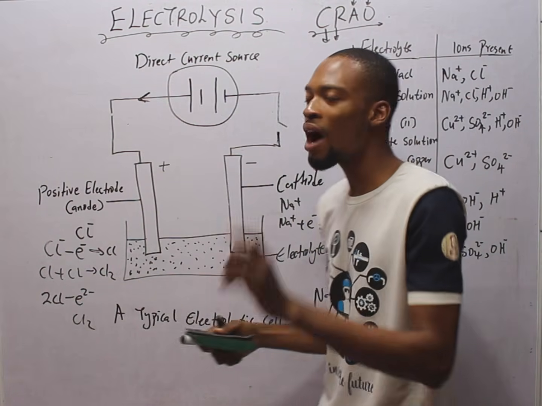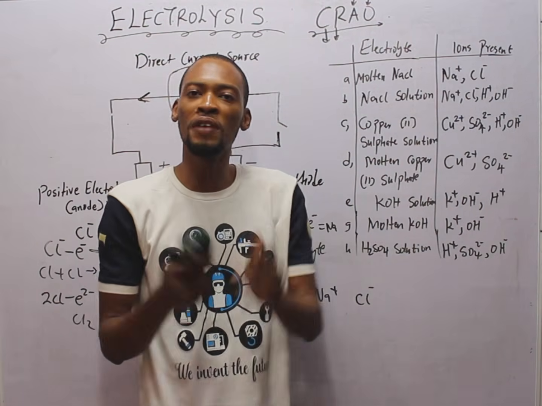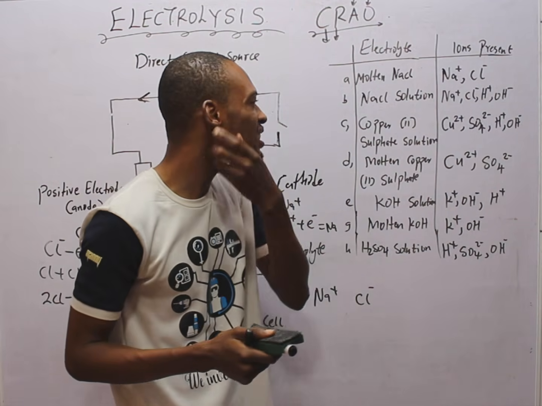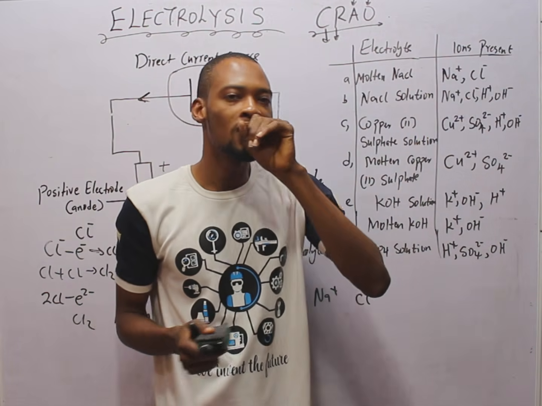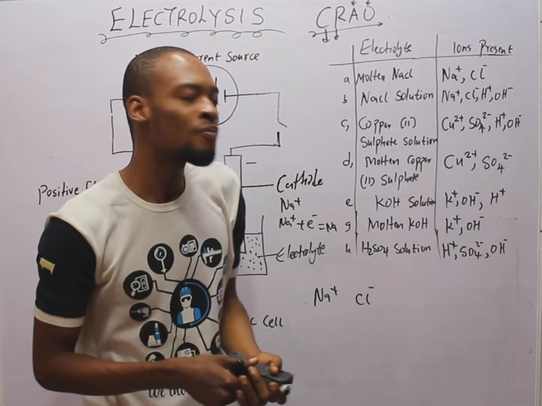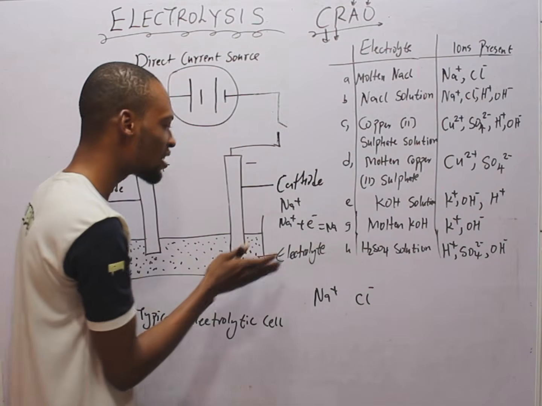How about a situation where we are asked to find the mechanism of electrolysis of sodium chloride solution, not molten? What happens in that case? For sodium chloride solution, direct current is passed through the electrolyte, and it splits.